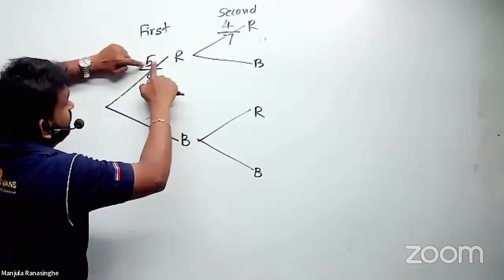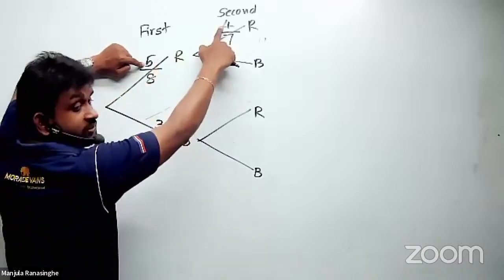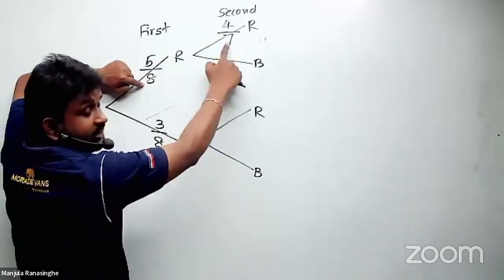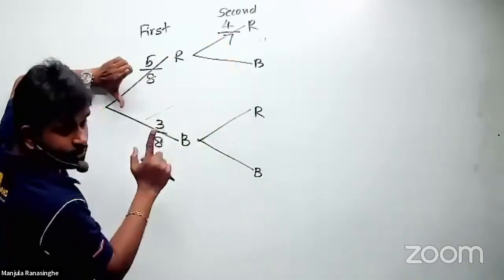Right. So one red is subtracted, as well as the total is subtracted by 1. The total also decreases by one. That is how this branch is filled.